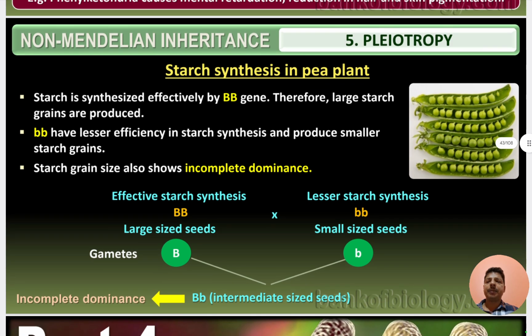Coming to starch synthesis in pea plant, starch is synthesized effectively by the gene, capital B and capital B, therefore large starch grains are produced. While small b and small b have lesser efficiency in starch synthesis and produce smaller starch grains. Starch grain size also shows incomplete dominance. Here you can see effective starch synthesis gives a large sized seed, and this one a small sized seed. Gametes are here, and the result will be capital B and small b, an intermediate sized seed, which is the incomplete dominance.